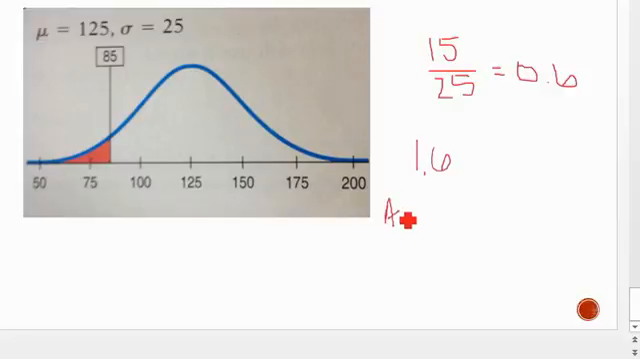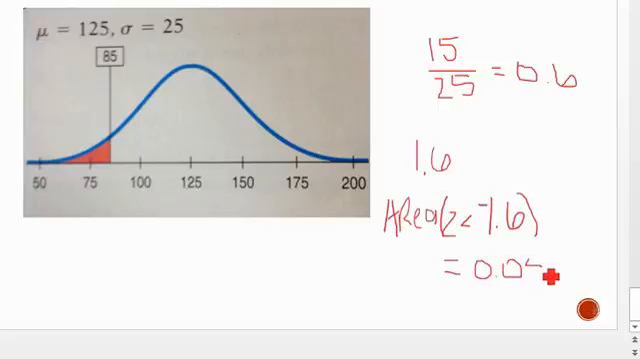So the area would be where your z-score is less than negative 1.6, which is 0.055.